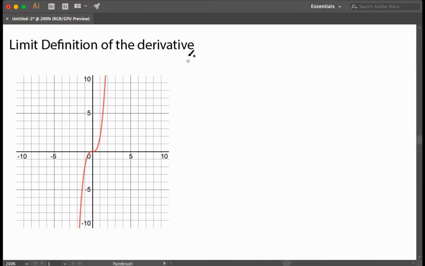All right, here is the first of what I'm sure will be many more. Limit definition of the derivative examples. Let me make that way smaller.